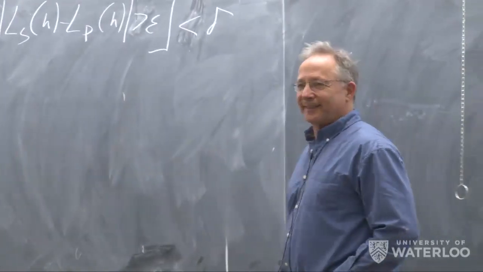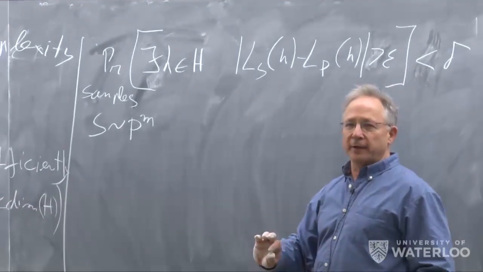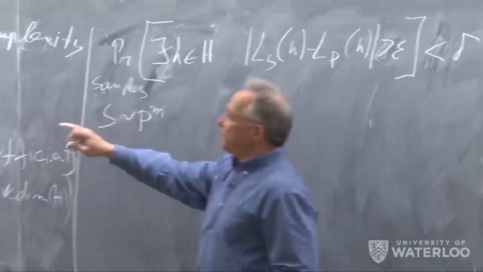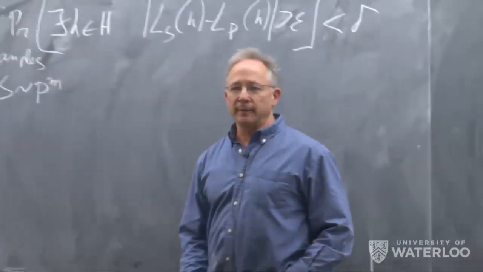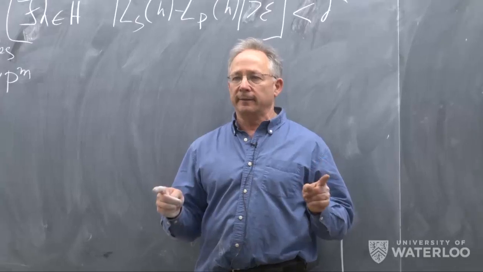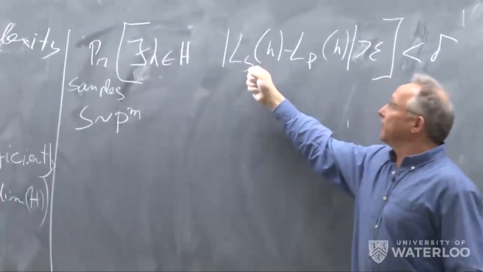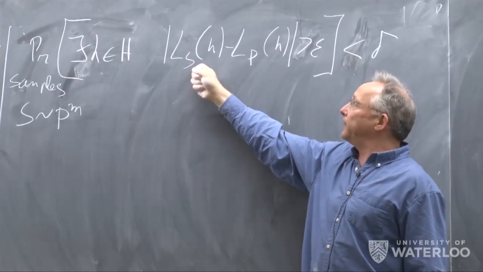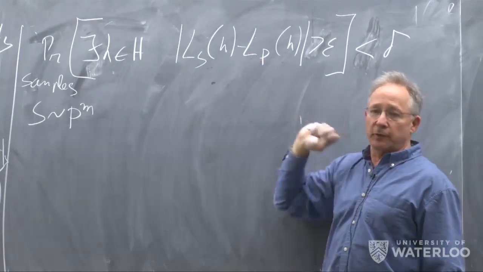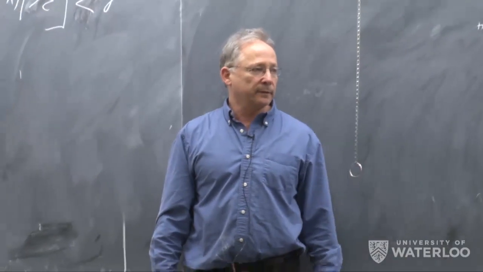OK, but let's go back to the topic here. This was uniform convergence. M uniform convergence of epsilon delta was the size that guarantees that if I take a sample of this size, with high probability, for every H in H, the estimation of the loss according to the sample is not too far from the true loss of H. That allows the ERM algorithm to work.